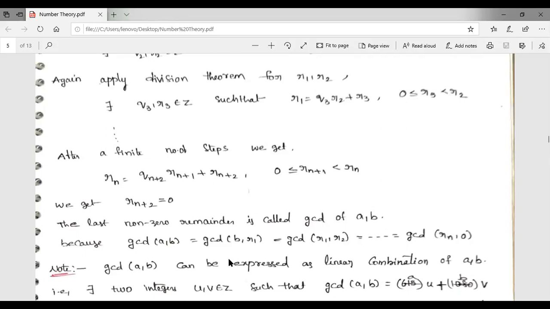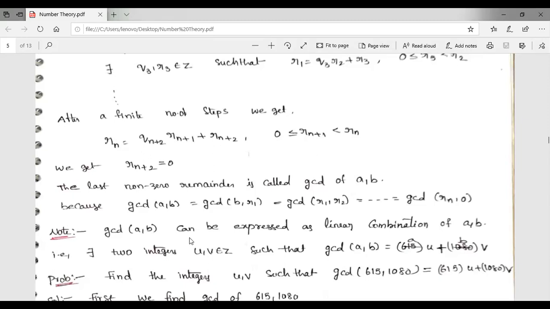So GCD of A comma B, the greatest common divisor of two elements A comma B, is equal to the greatest common divisor of B comma remainder R1, which is equal to the greatest common divisor of R1 comma R2, and so on, equal to GCD of Rn comma 0. This is called the Euclidean algorithm.